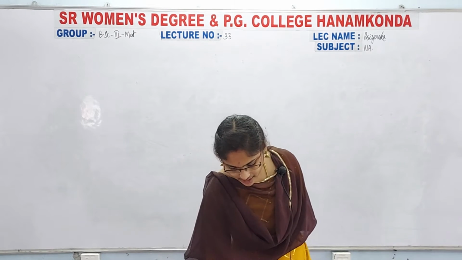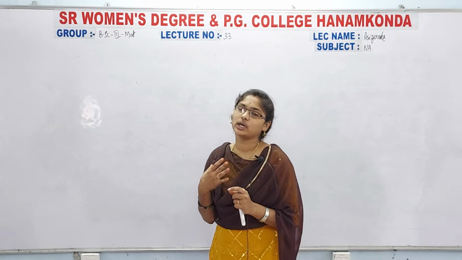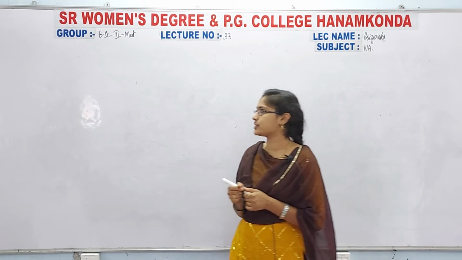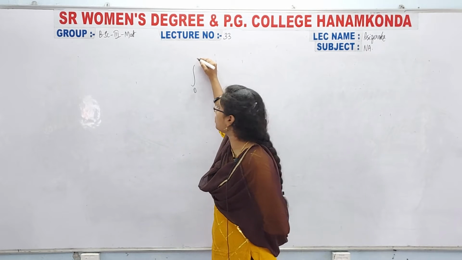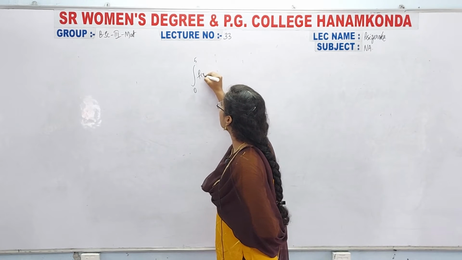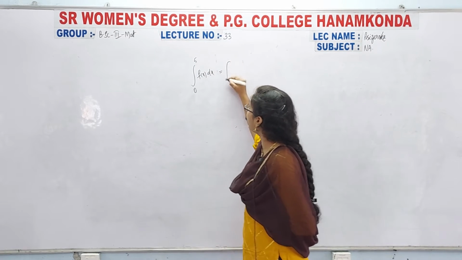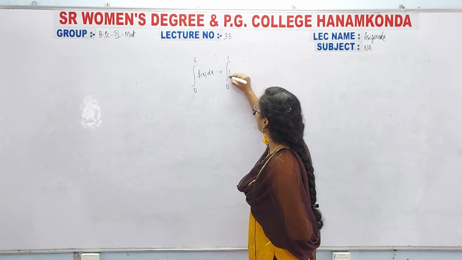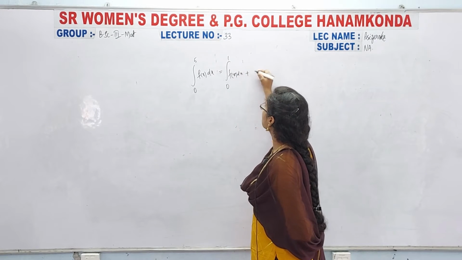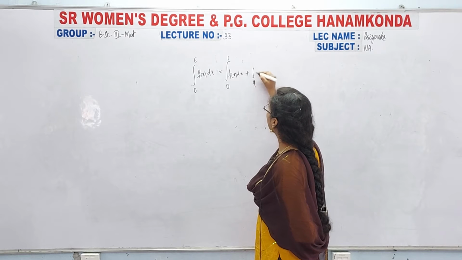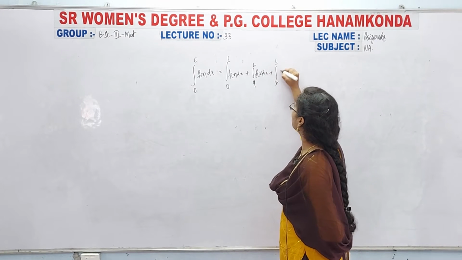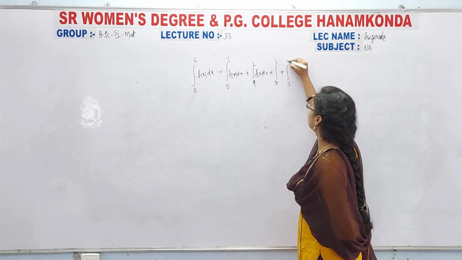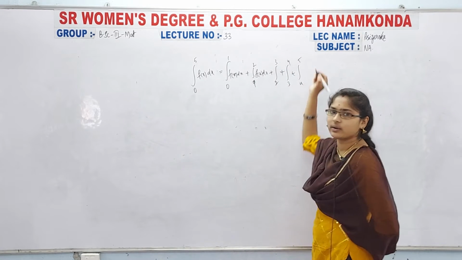So generally why we have to learn about composite numerical integration: simply see, for a few problems we will take, say, 0 to 5. Integral f of x dx I have. Can I write it as integral 0 to 1 f of x dx plus integral 1 to 2 f of x dx plus integral 2 to 3 plus integral 3 to 4 plus 4 to 5? We can write like this, no?